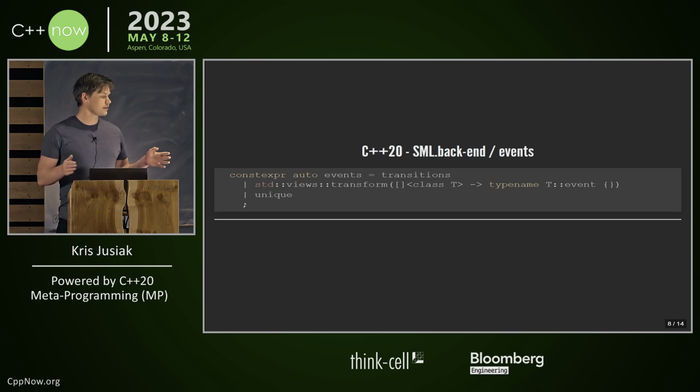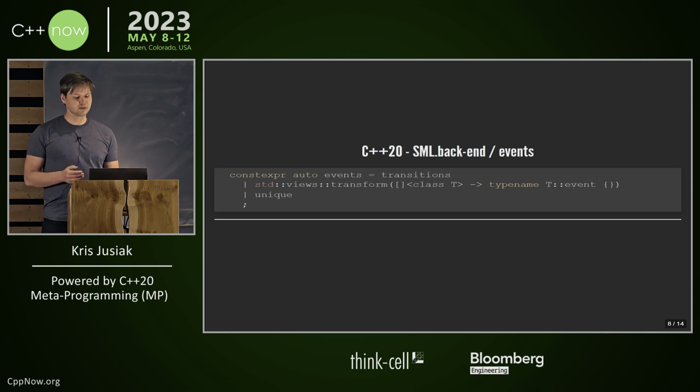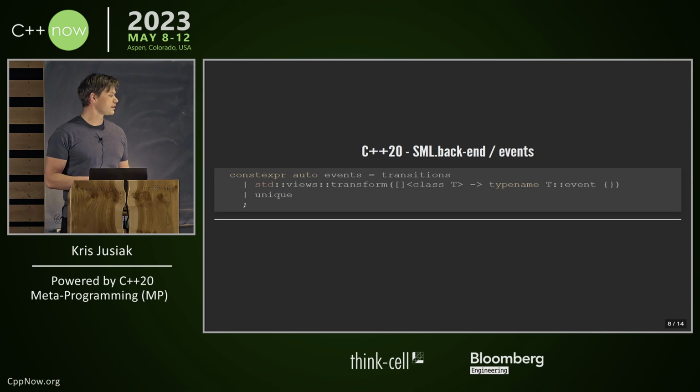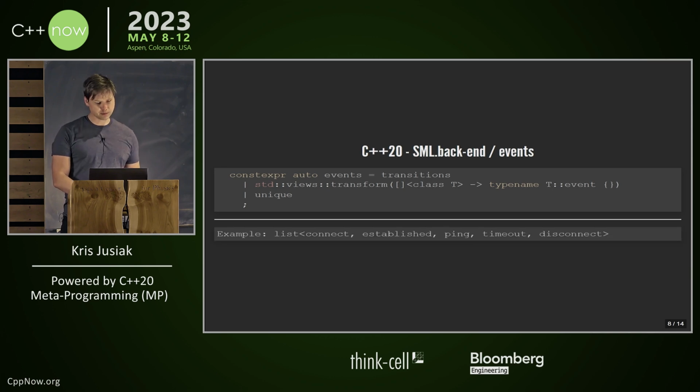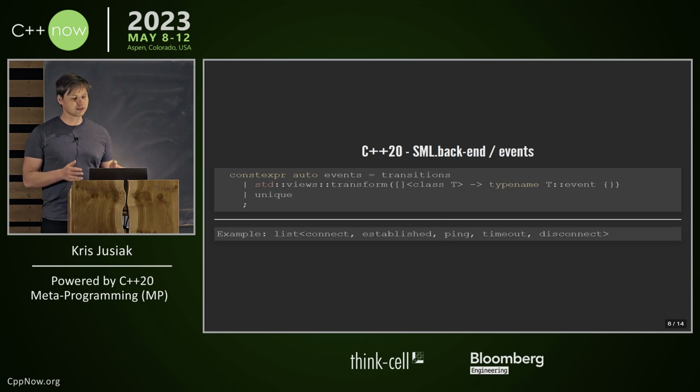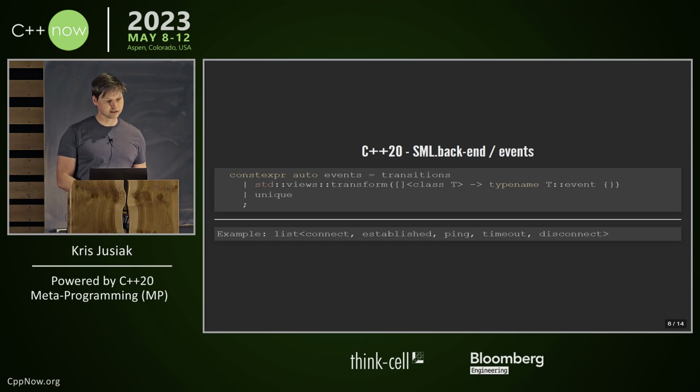So for the events, as I pointed out, we'll be using ranges at compile time to get it working. So we have this transition, which was the list of the transitions. Then we pipe it to transform, we get the T, and we get the event. And unique will be just std sort and std unique under the hood. So as simple as that. And we get the list of connect, establish, ping, timeout, and disconnected out of there.